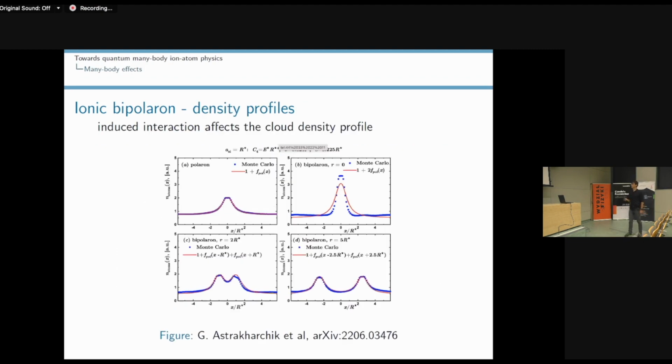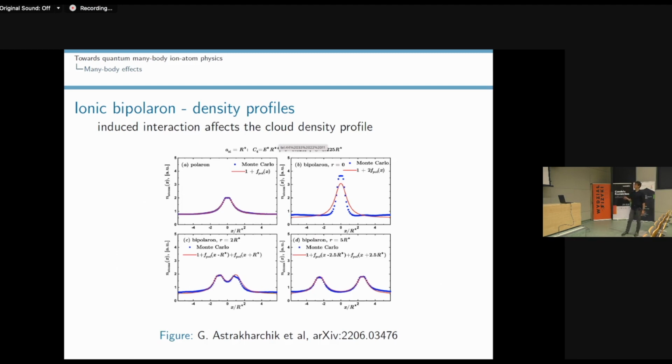One could see it also in the density profiles of the gas. Here are the integrated density profiles in one dimension along the ion separations. Here you can see a single density profile for one ion. And here, if you put two ions basically on top of each other, you see that the density of this object doesn't really correspond to two ionic polarons sitting on top of each other, but instead there is this huge induced interaction, which is attractive and leads to a bump in this density, and the feature being much narrower.